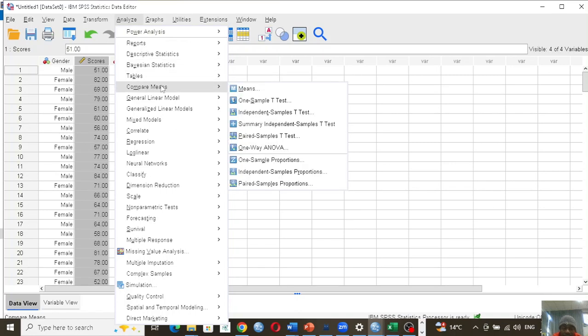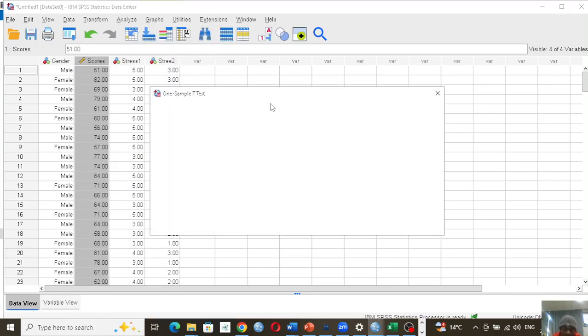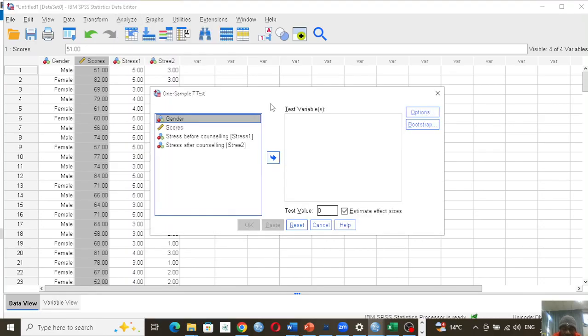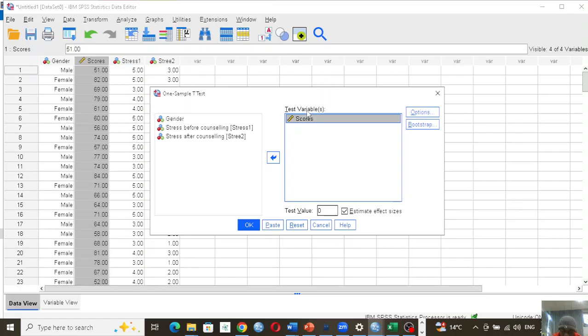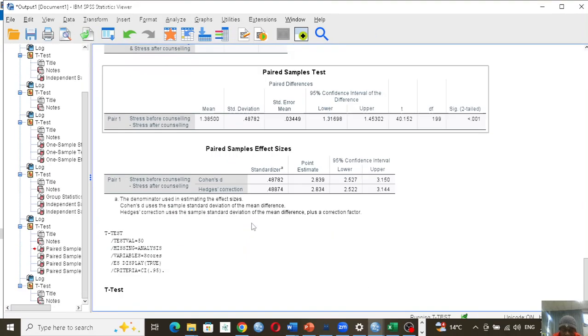We go to compare means, and then we have one sample t-test. Then we select. So now we want to compare the score, so we push the score to the test variable. It should be here. Now we set our benchmark. We want to compare the mean score against the benchmark, which is 50%. So we have it this way. And then we say okay.